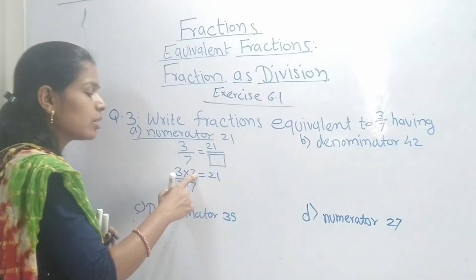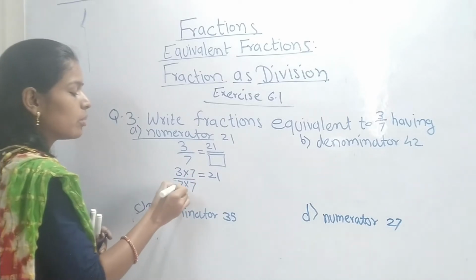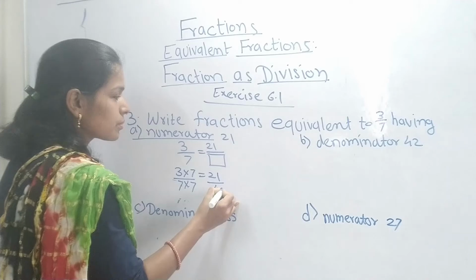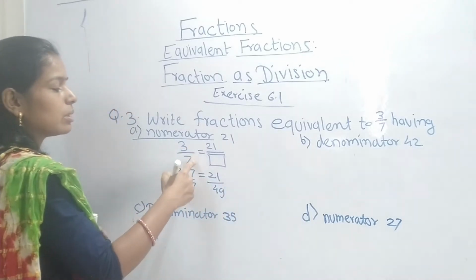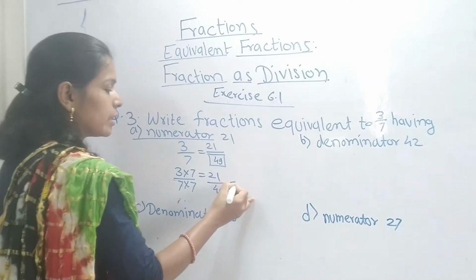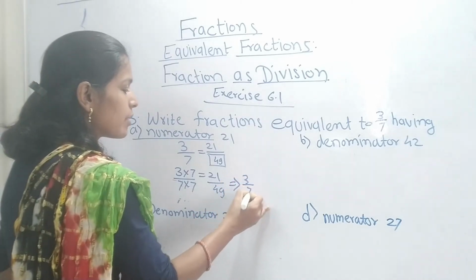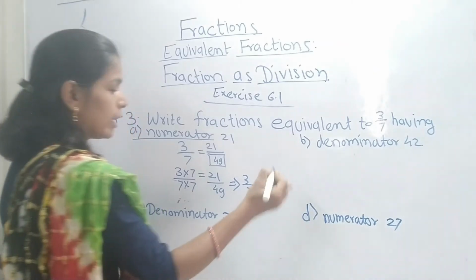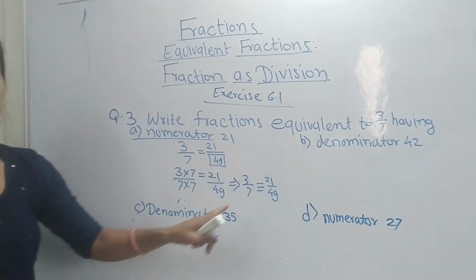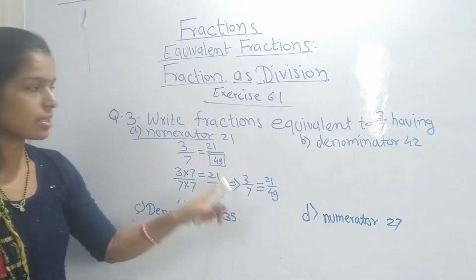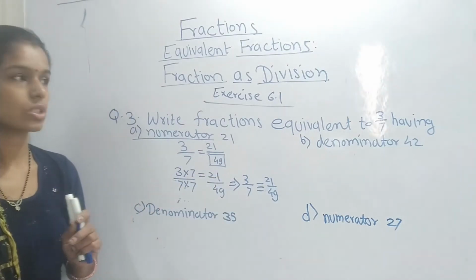So, if the numerator you are multiplying by 7, to the denominator also you have to multiply by 7. So, 7 7s are 49. So, the fraction 3 by 7 is equal to 21 upon 49. Here you can write it. This implies that 3 by 7 is equivalent to 21 upon 49. Okay, in this way you have to write the answer also. This is the question part and here you have to write the answer. In these 3 steps you have to complete the question.